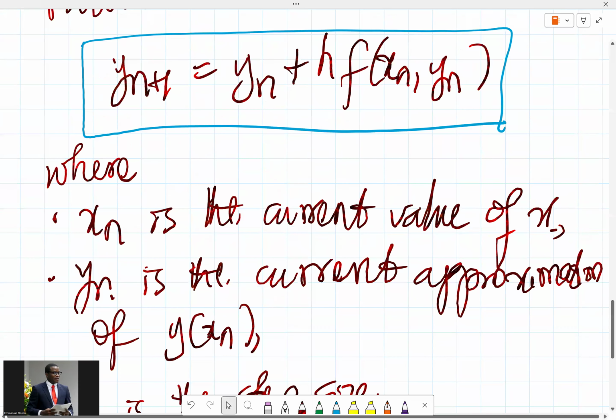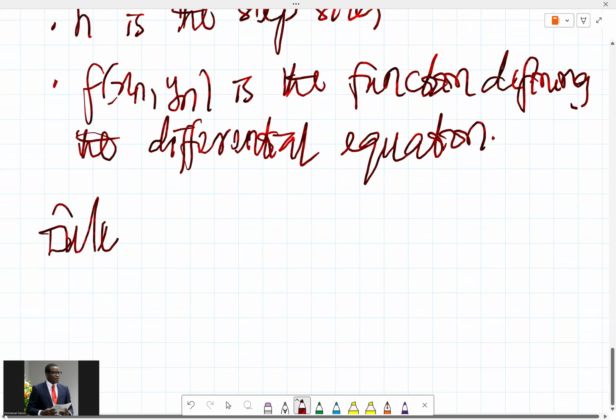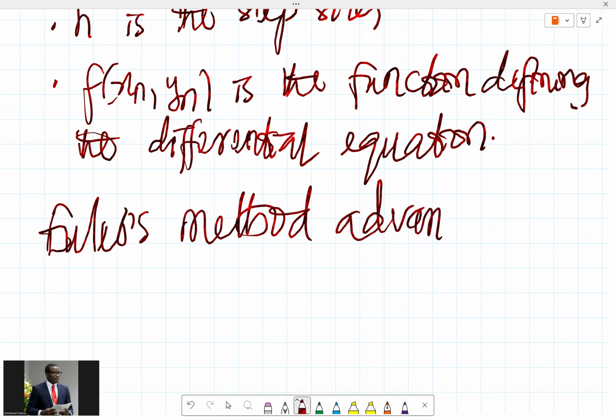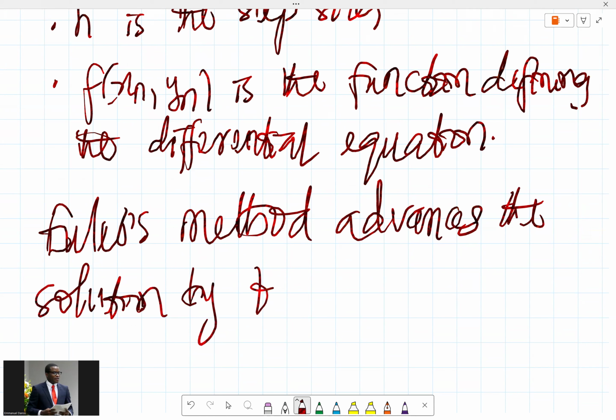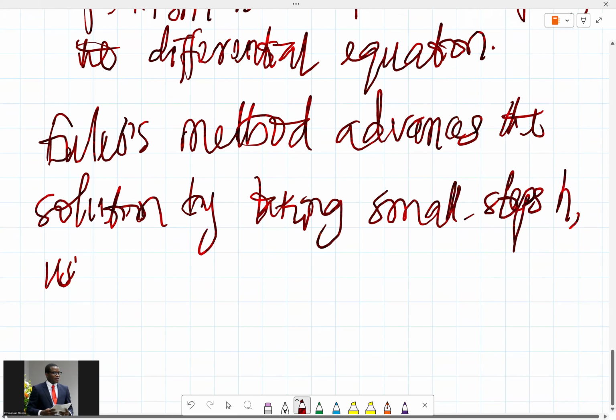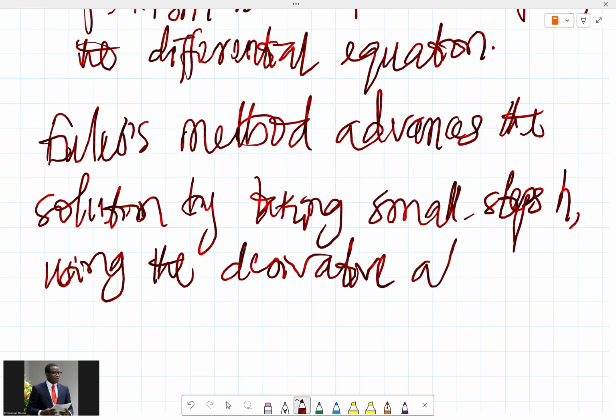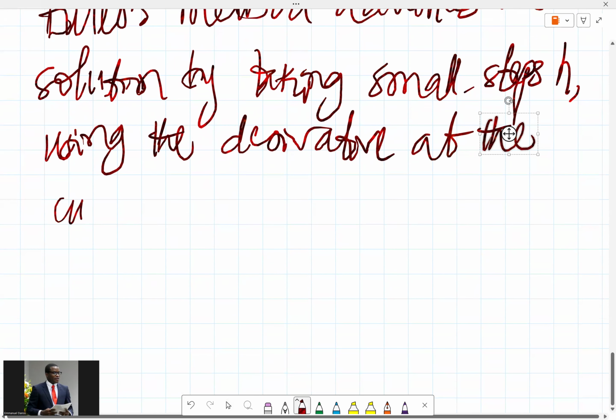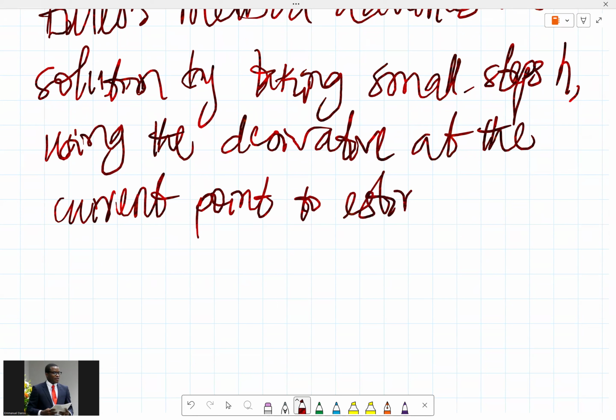We need to understand that Euler's method advances the solution by taking small steps h, using the derivative at the current point, to estimate the next value.